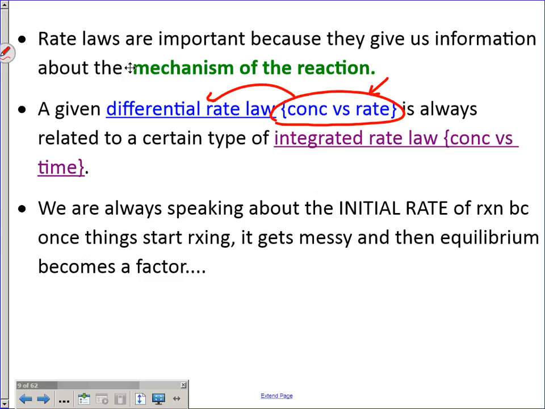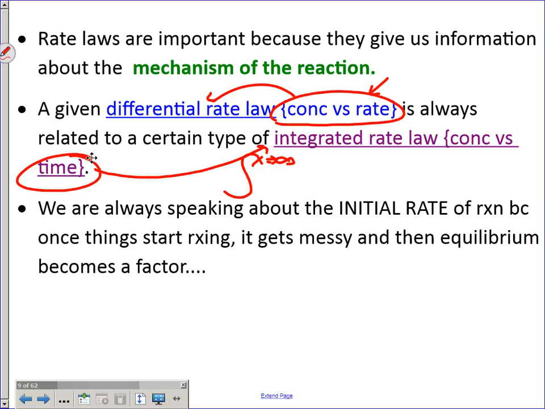So the concentration versus rate is differential, but if I include time, that's integrated. Do you know that whenever you're working with integrals in calculus, it's integrated with time? Sometimes it's like integrated as x approaches infinity, and then there's time involved. Okay, never mind. So it is integrated as related to time, and that's what a lot of us are going to be more familiar with.